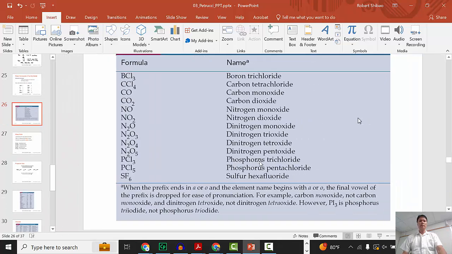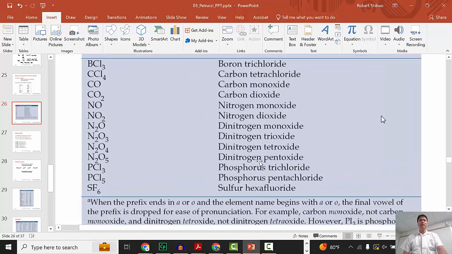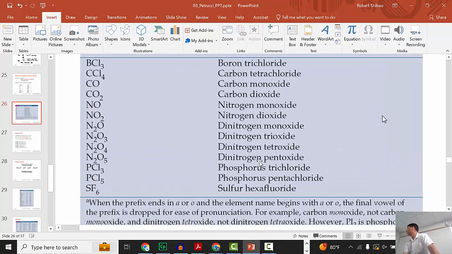All right, so let's take a look. These are rules for binary molecular compounds. What's this one called? Dinitrogen monoxide, or nitrous oxide. Before we go on, what's the oxidation state of nitrogen here? +1. This one's called dinitrogen trioxide. Oxidation state of nitrogen? +3. This one's called dinitrogen.